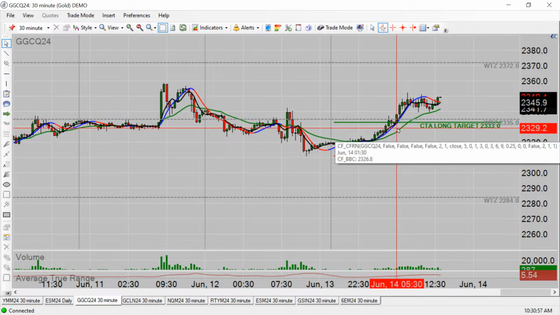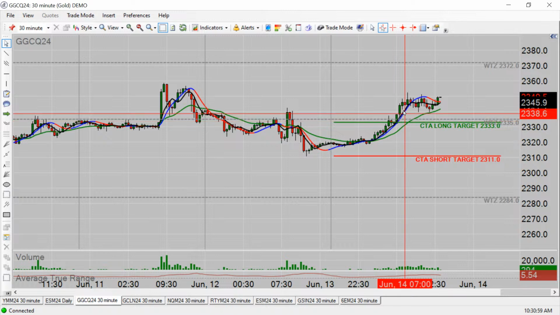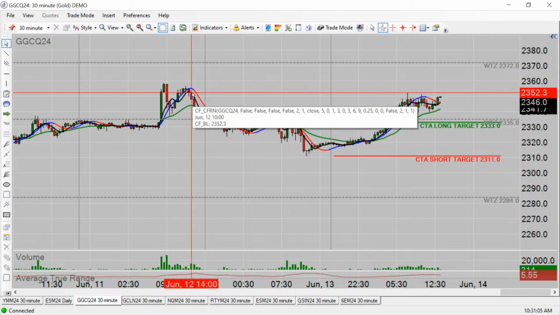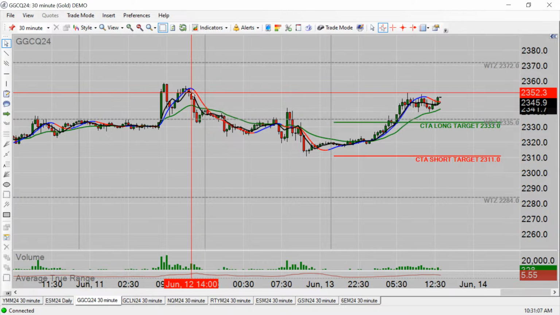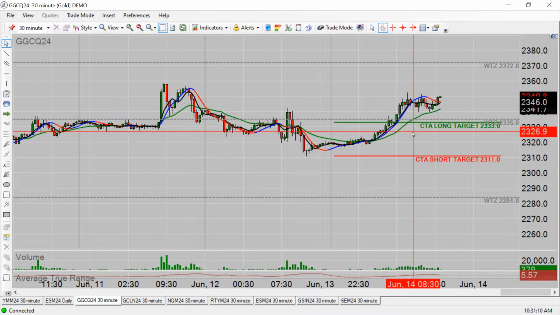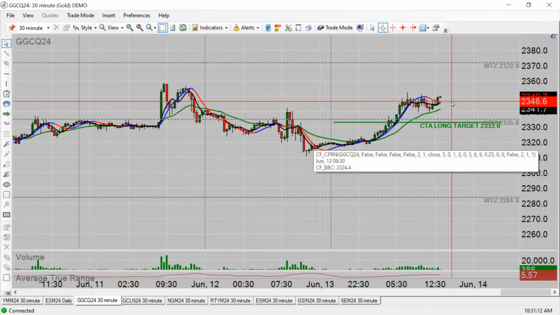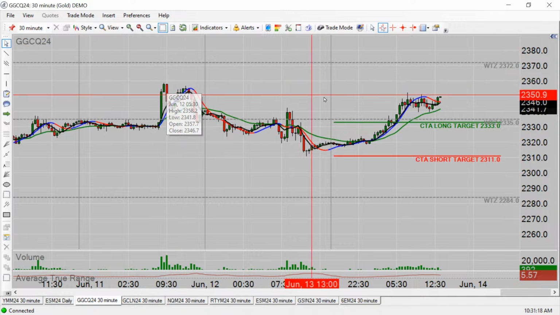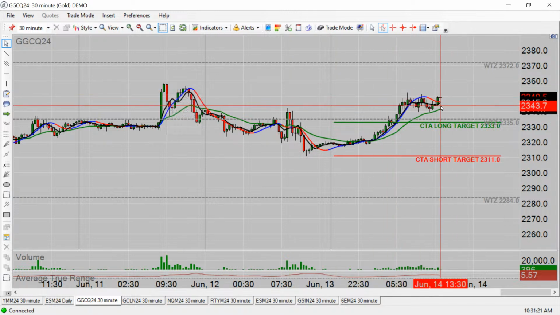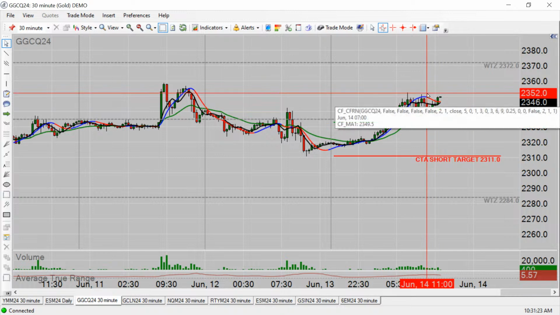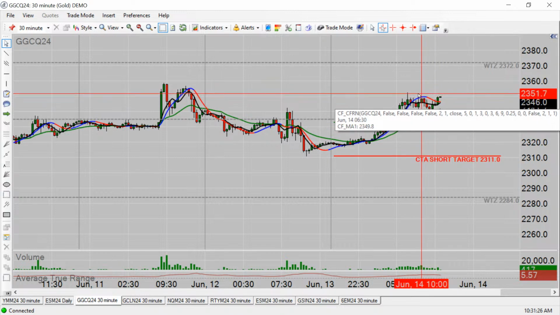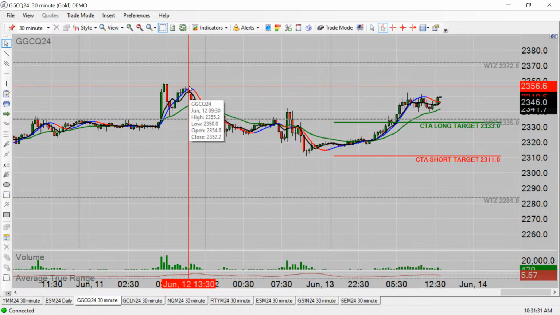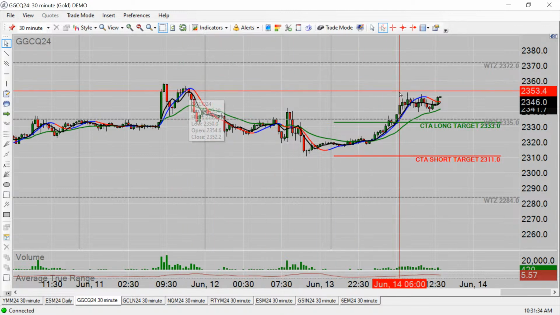And then buyers came in again and pushed us all the way up to this high created 2 days ago. Right there. This is Friday, this is Thursday, this is Wednesday. So we got a high, a lower high, a lower high. Now we've overcome red and falling, but watch this area for potential resistance, and then watch this area and this area for potential resistance.